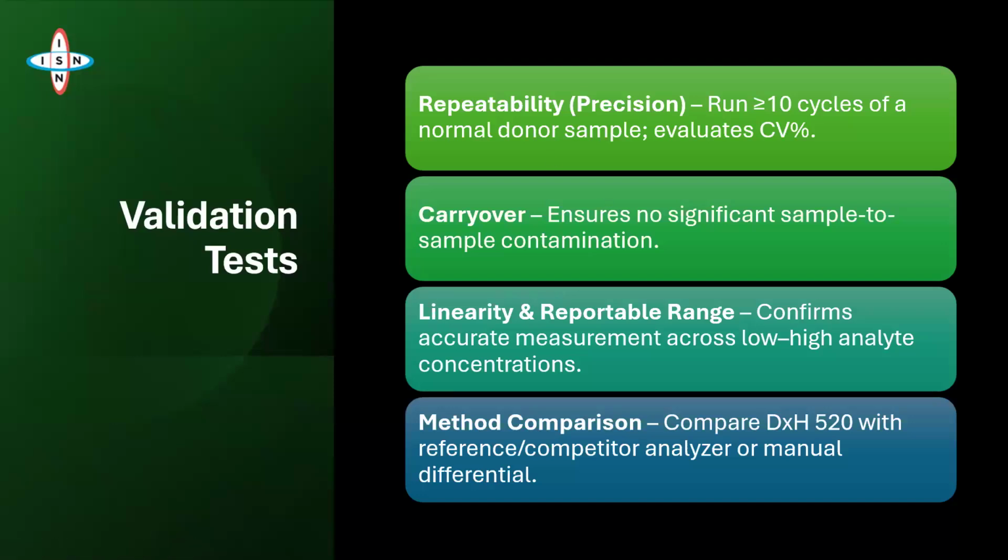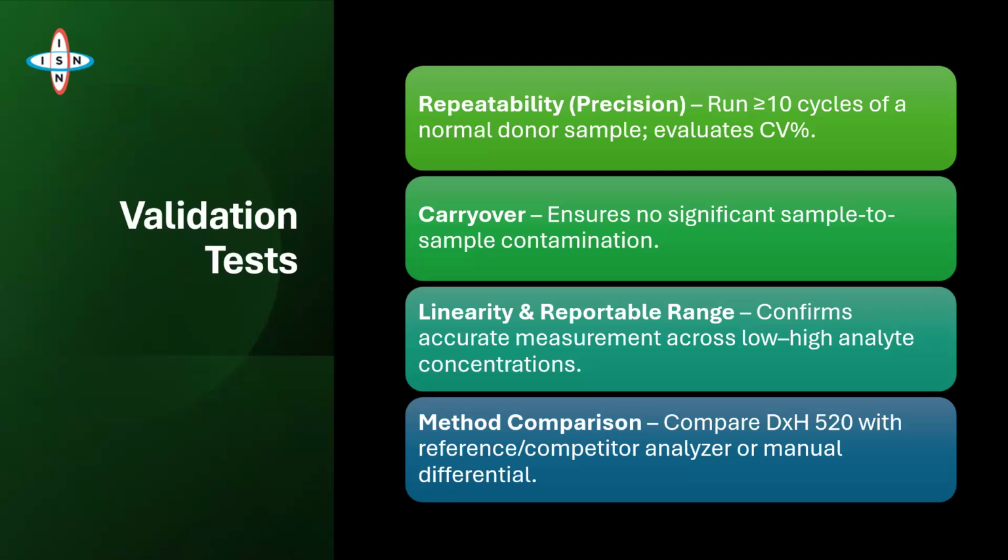The validation tests include repeatability. The validation tests that are on board in the Beckman are repeatability or precision. Here you run greater than 10 cycles of normal donor samples, and it evaluates the precision. Then carryover ensures that there is no significant sample-to-sample contamination.